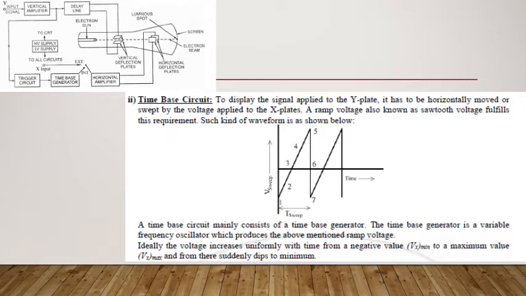Yes, this is called time-base circuit because this adds a time axis to the signal. The voltage that we apply on the X plate is called time-base voltage. To display the signal on the Y plate, it has to be horizontally moved or swept by a voltage. This particular voltage is called ramp voltage. It's a kind of ramp slope. This is also known as sawtooth voltage.